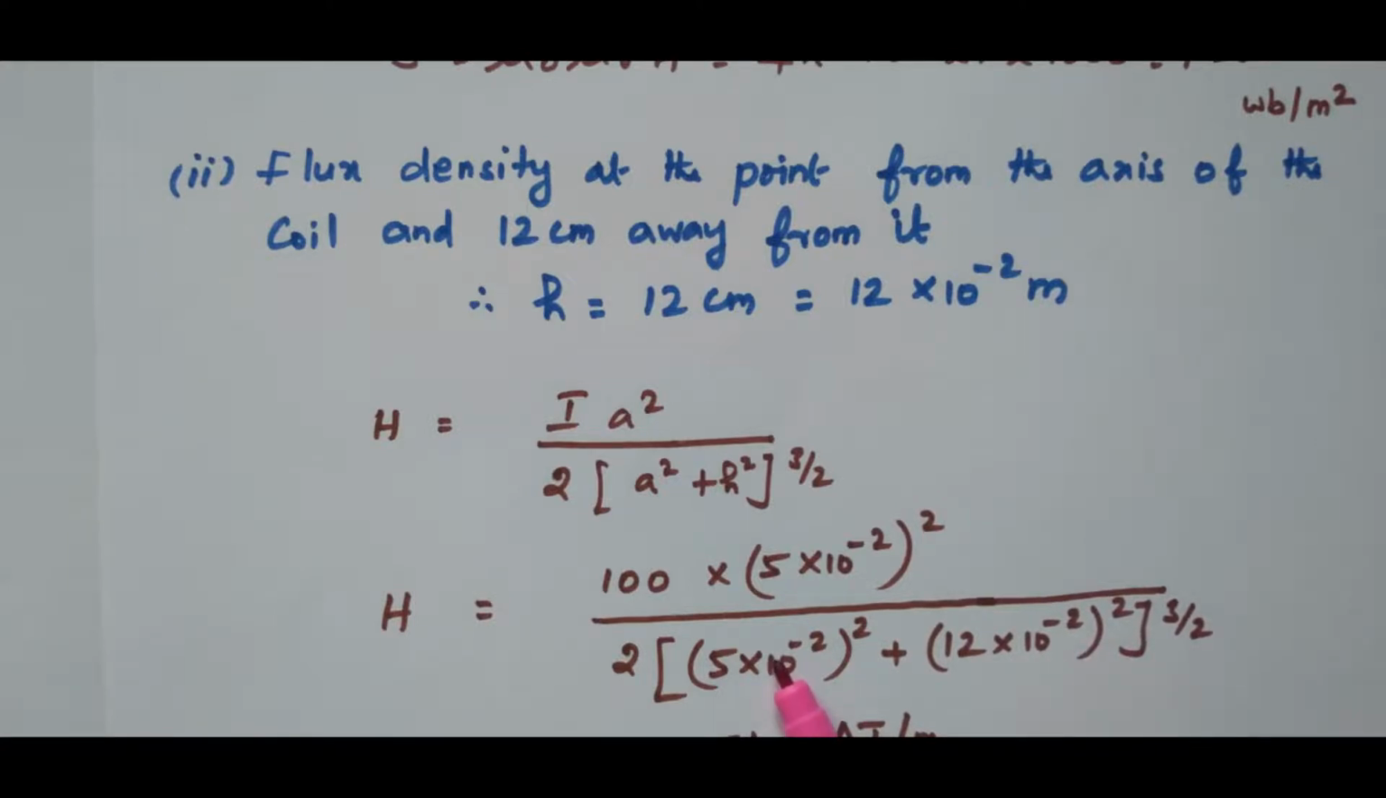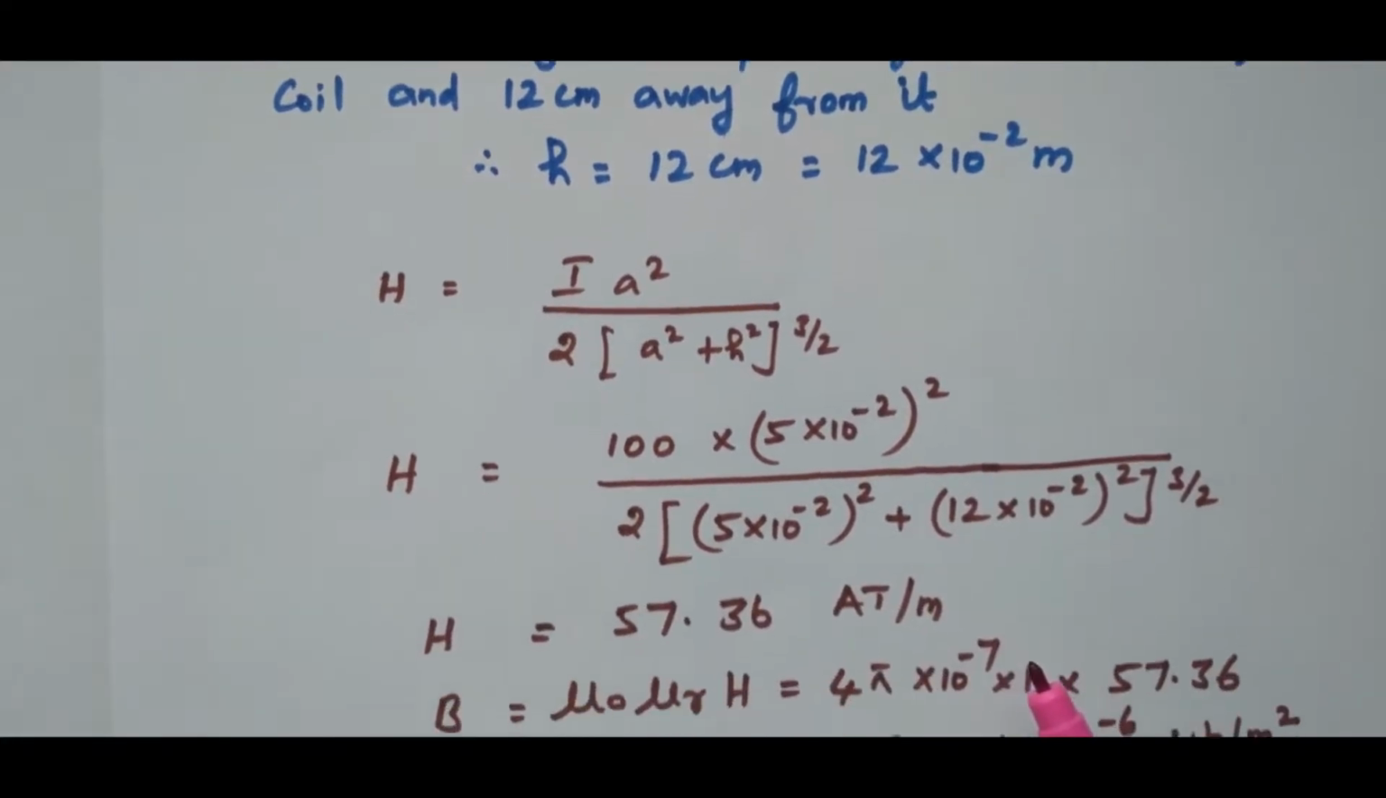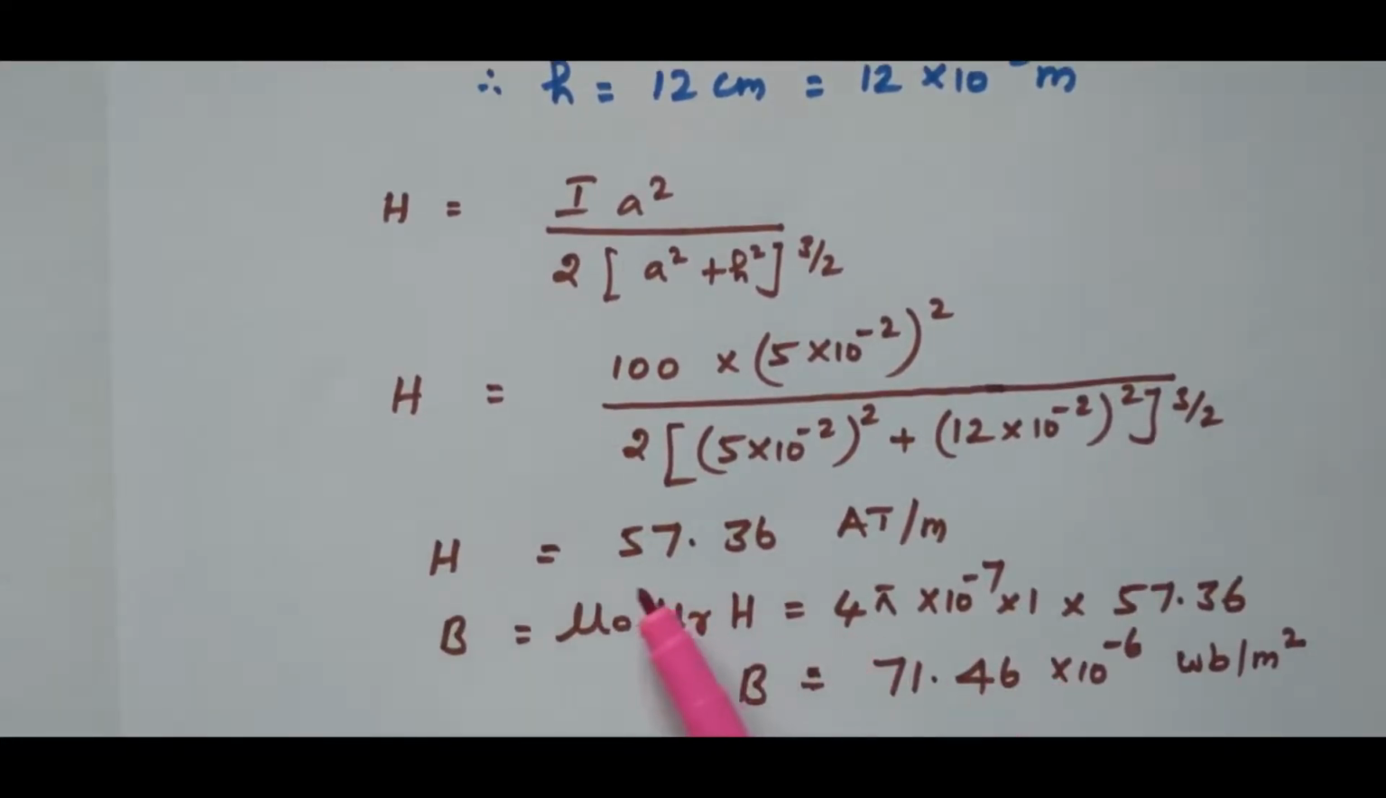You have to square this value, add both. For that we need to take 3 by 2. Right? So by simplifying this value, what we got? 57.36 ampere turns per meter. Okay, at the height of 12 centimeter. This is the magnetic field intensity, 57.36 ampere turns per meter.